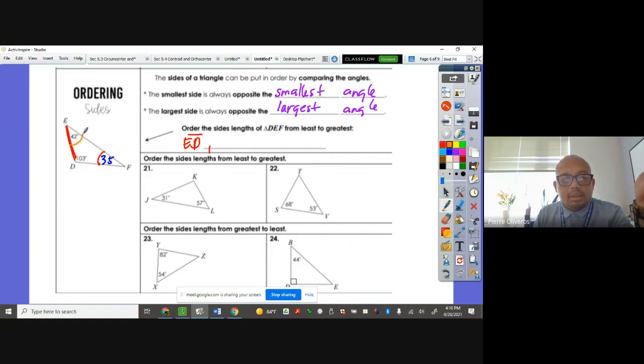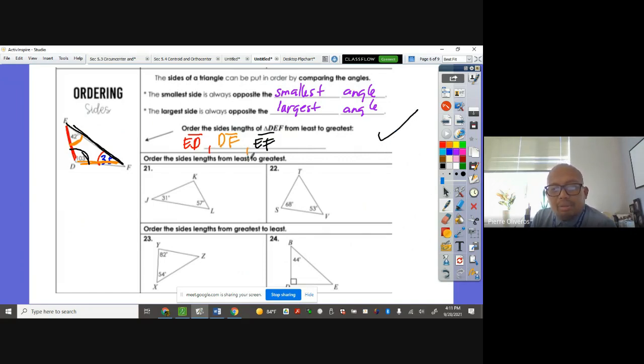And the next one there, 42 and 103, obviously 43 is the next one there. The opposite here is DF. And the last one is the one with the largest angle, so this will be the longest side here, which is EF. Simple, right? All right, next.